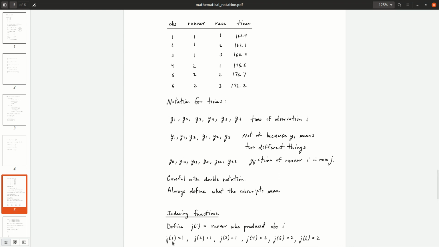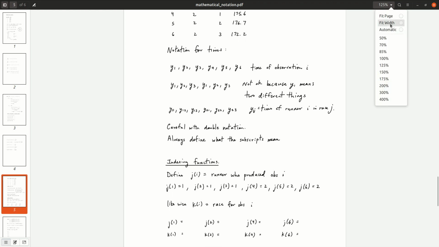So J of 1 is the runner who produced the first observation. So the first observation comes from runner 1. So J of 1 is 1. J of 2 is the runner who produced the second observation. So here's the second observation. This is the runner that produced it. So this is also 1. The third observation also came from runner 1. J of 4, so we look at the fourth observation. This was produced by runner 2. So J of 4 is 2, and so is 5 and 6.